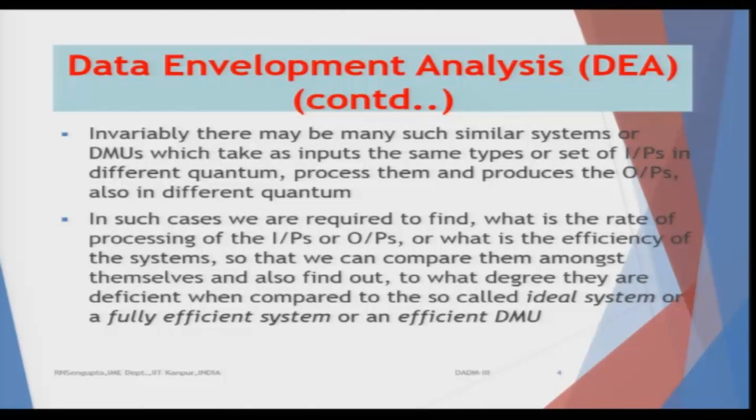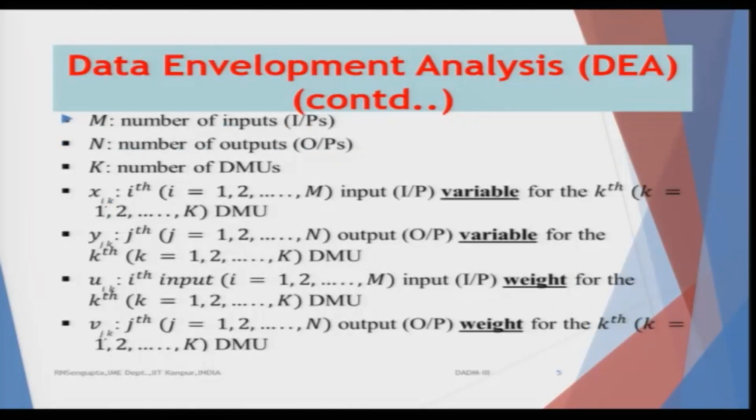So, let me read it. Our main study would be to what degree the DMUs are deficient or inefficient when compared to the so-called ideal system, or the fully efficient DMUs, and how we compare them. So, we will basically have a nomenclature. What is the nomenclature?